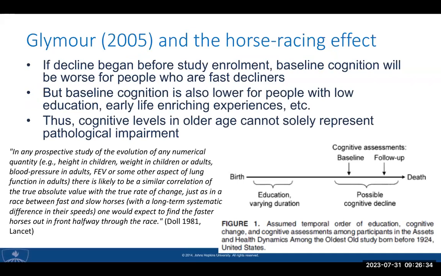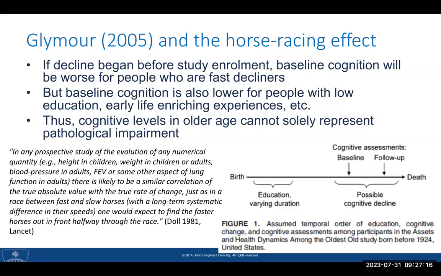So the notion of Glymour 2005 and the horse racing effect. In most of our gerontological studies, we start recruiting people starting at age 65. And if the study is longitudinal, we follow them forward. Now at age 65, there are cross-sectional differences in cognitive functioning. These cross-sectional differences didn't start at age 65. They're due to a whole lifetime of enriching activities such as occupation and education, going back to early life opportunities.